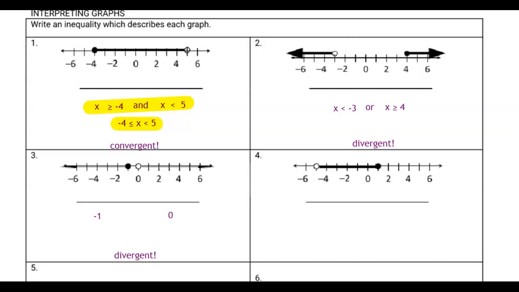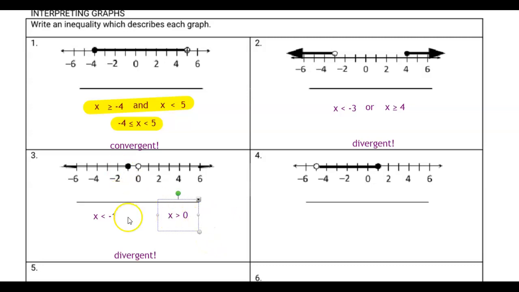This one's divergent. So we identify the two numbers that are being compared. I got a -1 and I got a 0. Looks like we're going downwards from -1, so we say x is less than -1. And looks like it's going upwards from 0, so we say x is greater than 0.